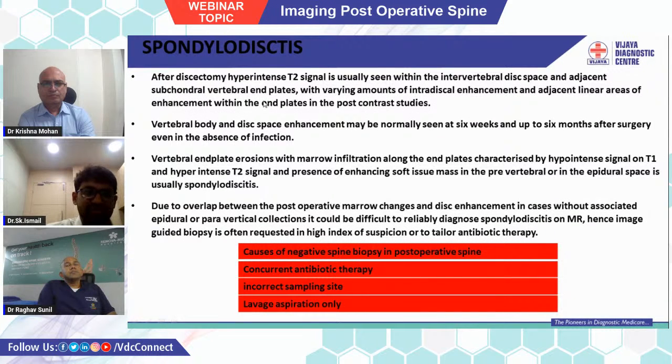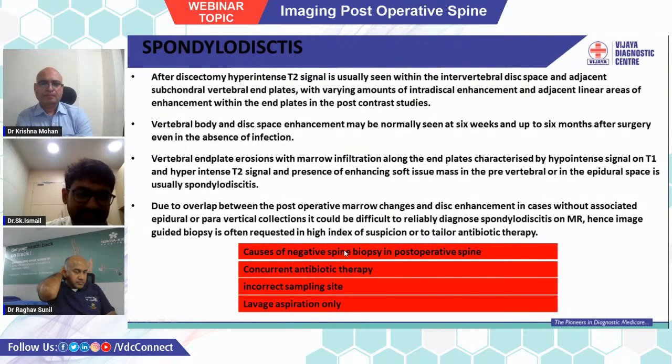And one of the most dreaded complications, and a common indication for MRI, is spondylodiscitis. There is considerable overlap with post-surgical changes, with marrow edema within the end plates. So the important imaging finding we need to look for is marrow infiltration, which shows hypointense signal with loss of end plate contour, hyperintense signal on T2, and presence of an enhancing soft tissue mass in the epidural or prevertebral space. Because of early post-surgical changes, they closely mimic. It is very difficult to diagnose early infection without any associated soft tissue component or collection.